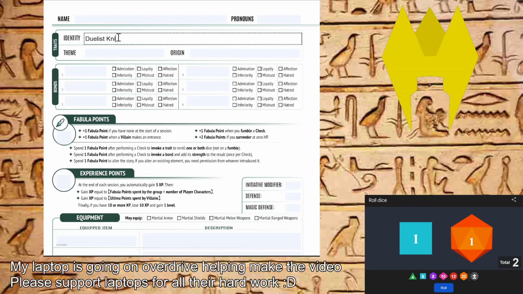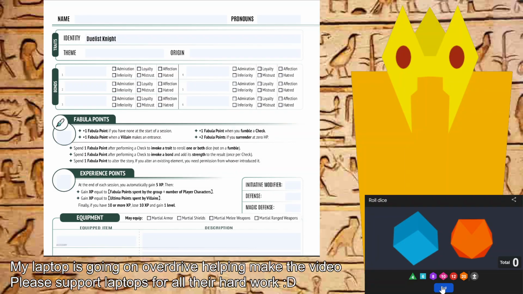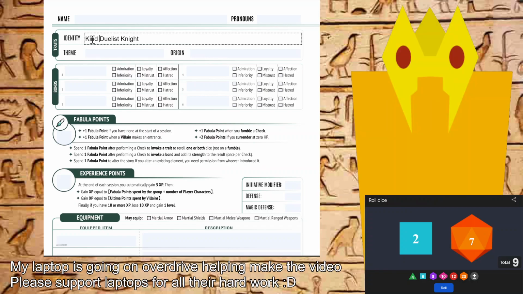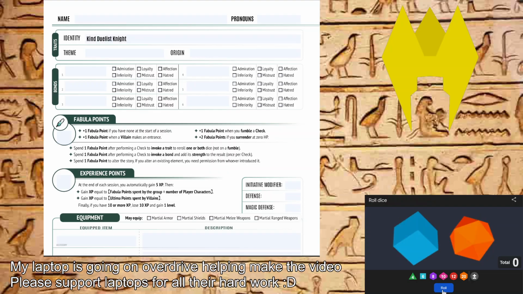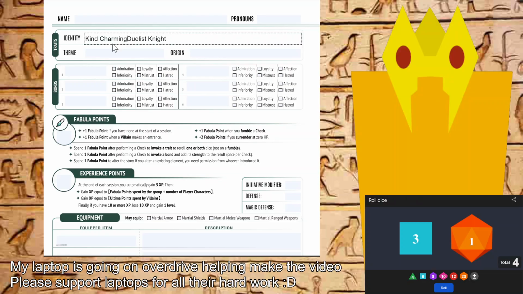Now, what are our adjectives? Again, this is also using these same dice, except there are only 2 columns. So let's see what happens. A 2 and a 7. We are kind. Let us just put that down. Kind. A 3 and a 1, charming. So a kind and charming duelist knight. Interesting.